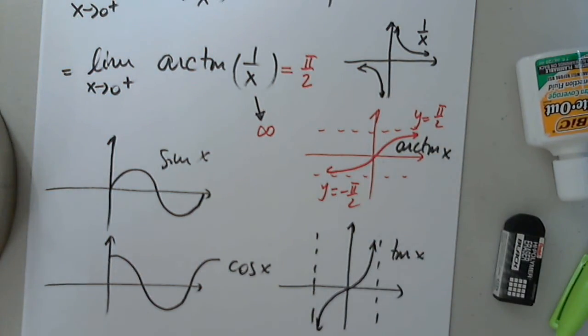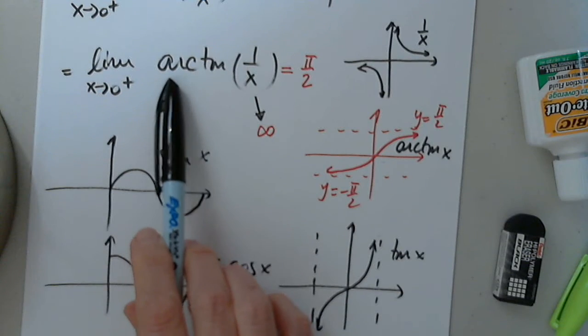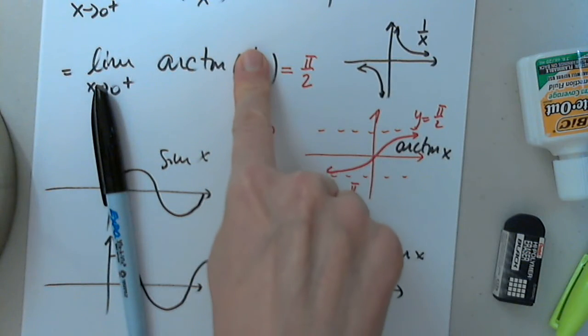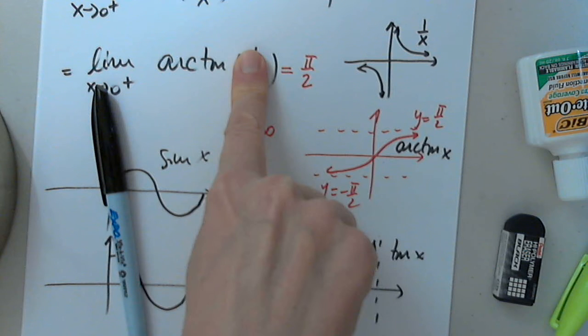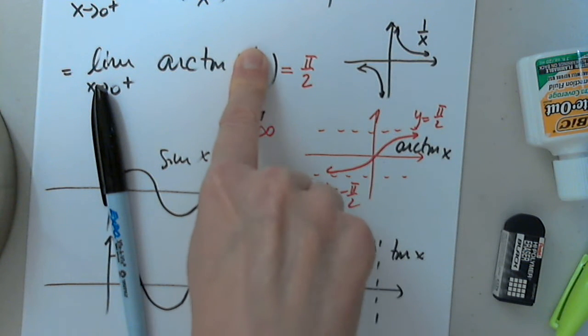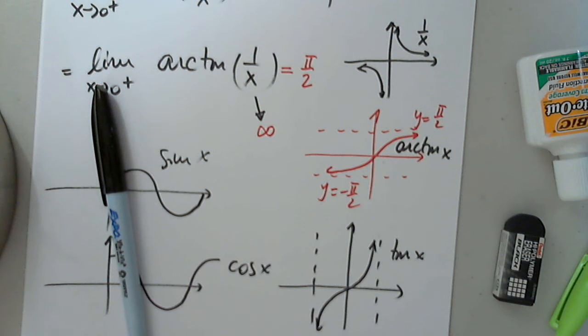Good question. Is this better? Yeah, so as the argument of arctangent approaches infinity, where does it go? Where is arctangent going when its argument approaches infinity? Okay. Is that better? Yes. Perfect.